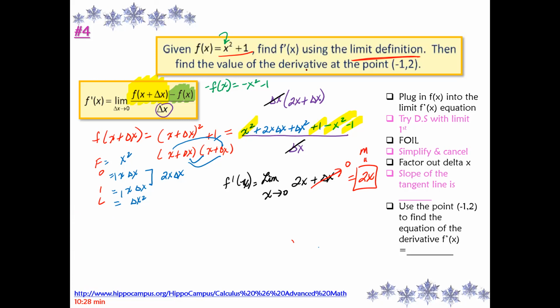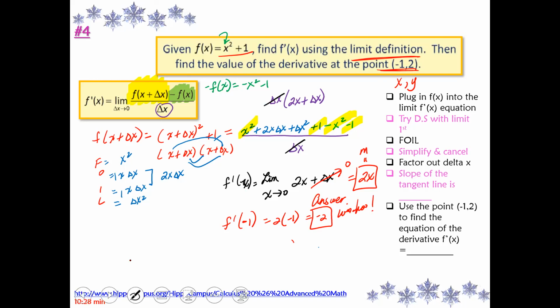Okay, it says find the value of the derivative at this point. So I'm going to do f prime of -1 equals 2 times -1, which is just -2. And that, boys and girls, is my answer. Woo-hoo. All right, let's go on to the next one.